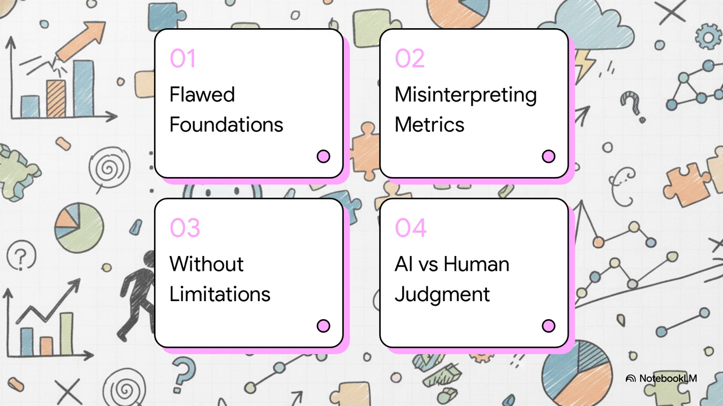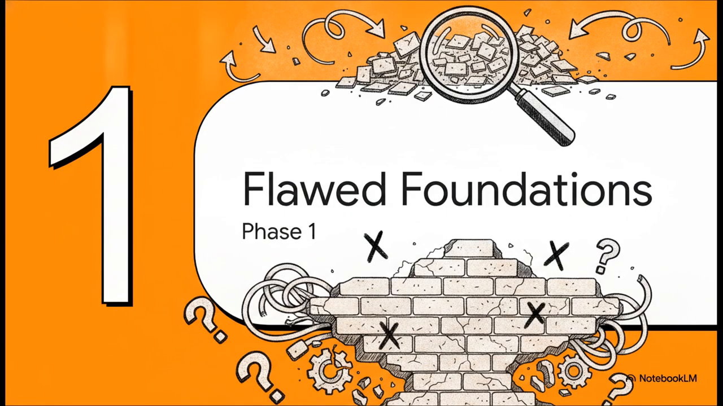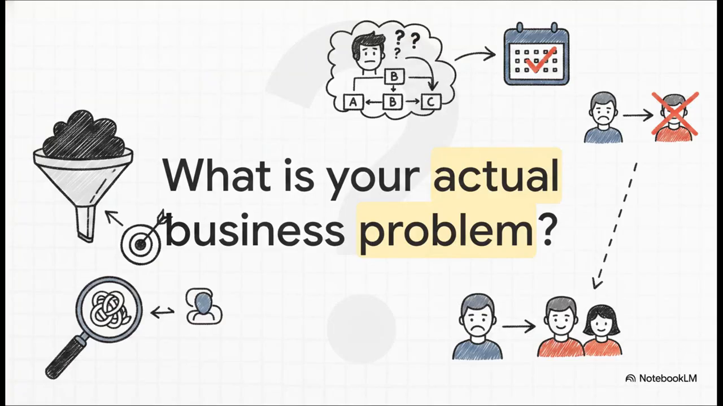First, building on flawed foundations. Second, misinterpreting the metrics. Third, presenting without limitations. And finally, AI versus human judgment. Let's kick things off with phase 1, building on flawed foundations. This crucial preparation phase is honestly where the first 3 critical mistakes hide in plain sight, way before you even write a single line of code.